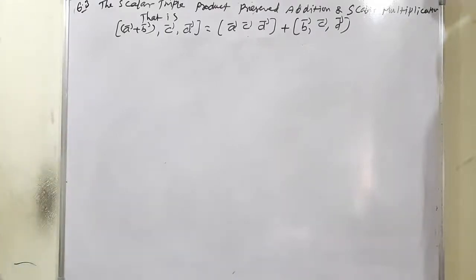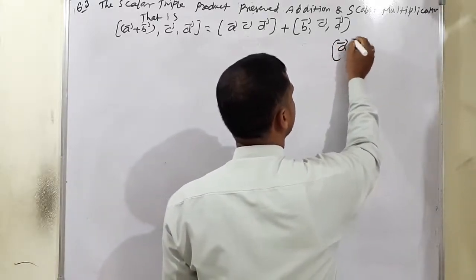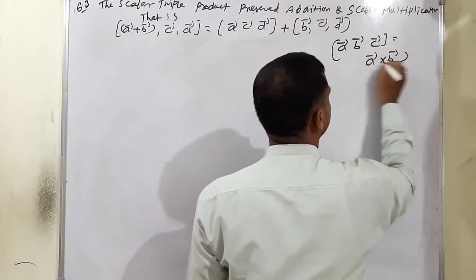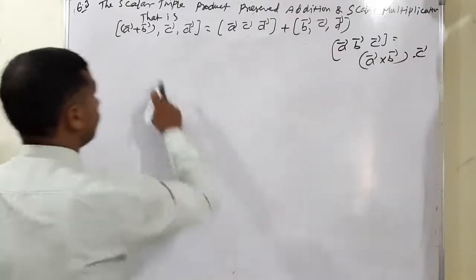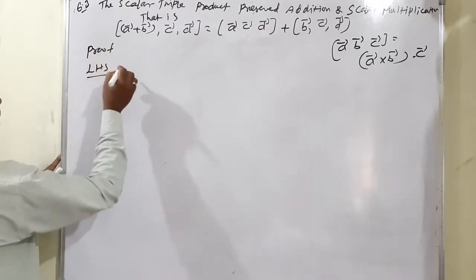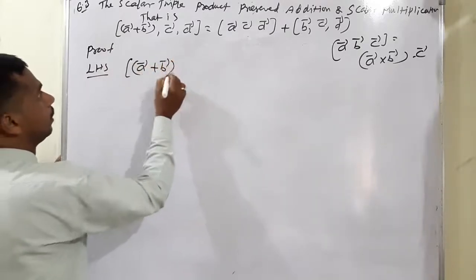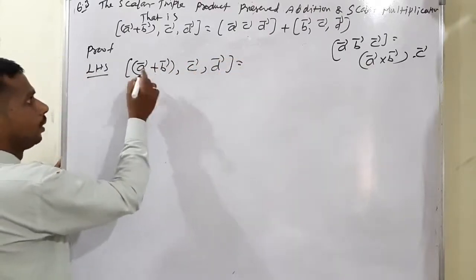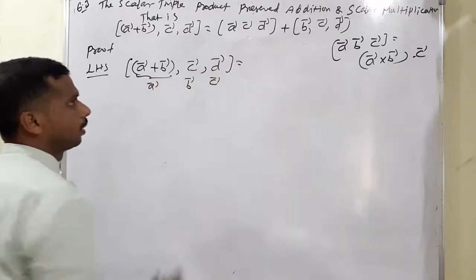I will prove it, the same concept of the scalar triple product. What is the meaning? The box product of A vector, B vector, C vector is equal to A vector cross B vector dot C vector. So look at that, the first concept. I will consider the proof of the LHS part. So LHS, what is the term? A vector plus B vector, then comma C vector comma D vector is equal to, this whole term is considered as one vector, this second term is considered as C vector.